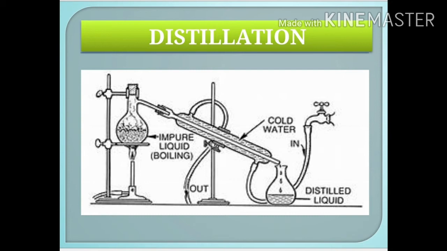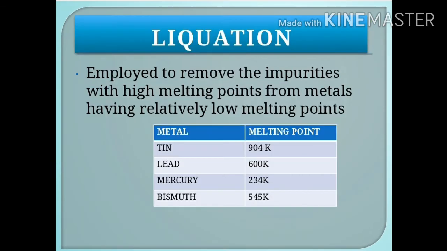The low boiling liquids are taken in a round bottom flask. They are heated. By this heating, they are changed over into a vapor. By condensation, the vapor is changed into a liquid. So this distilled liquid is the pure metal now. So what is the next process?